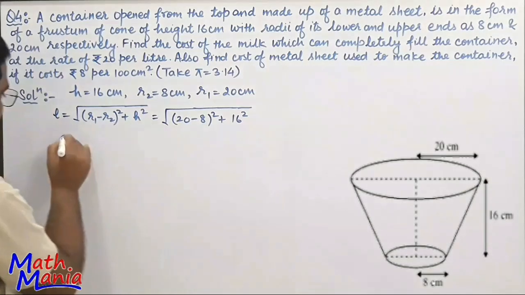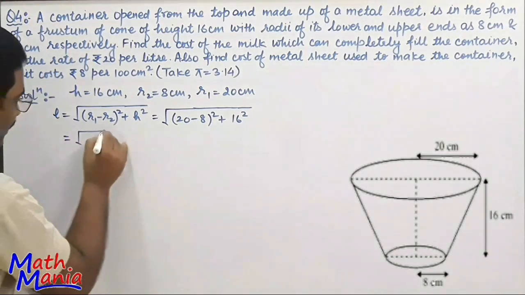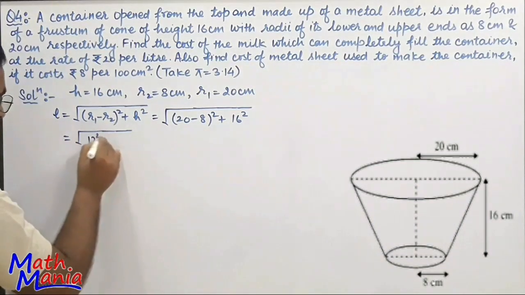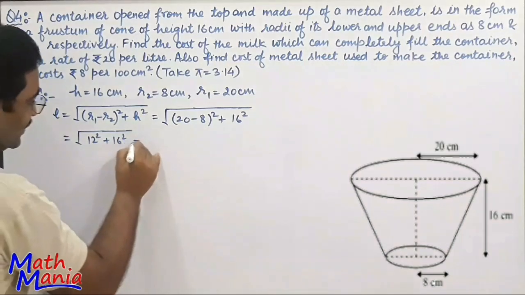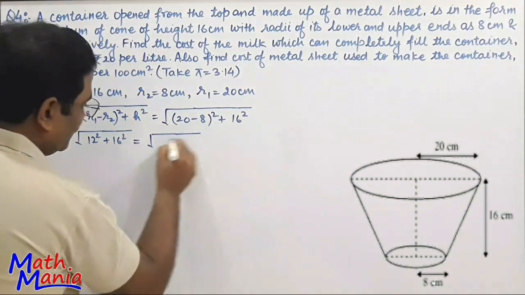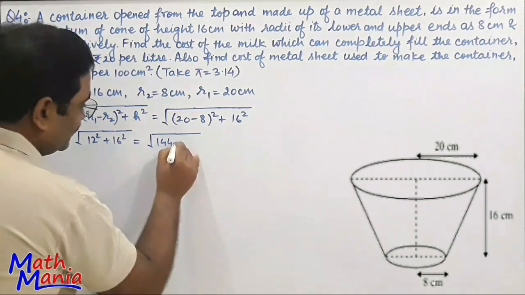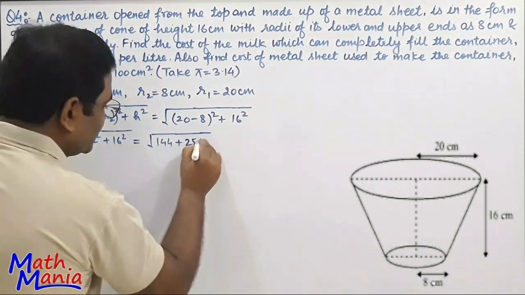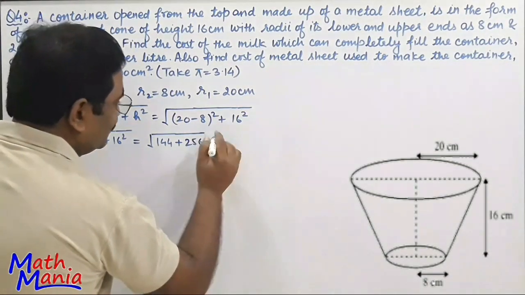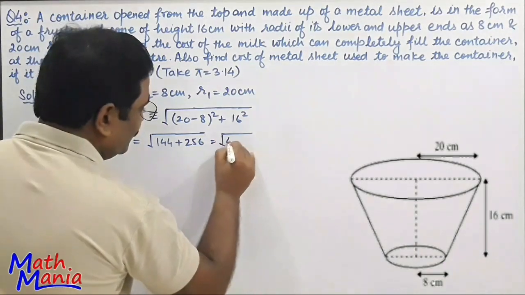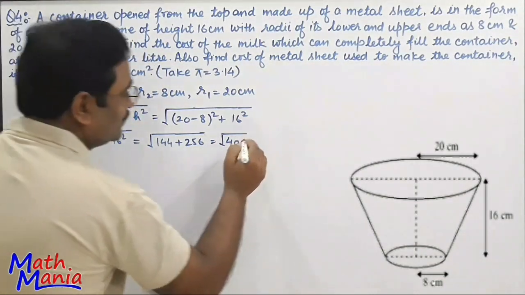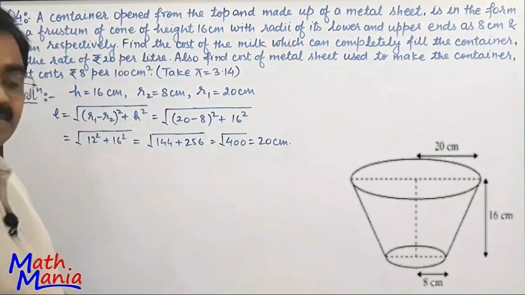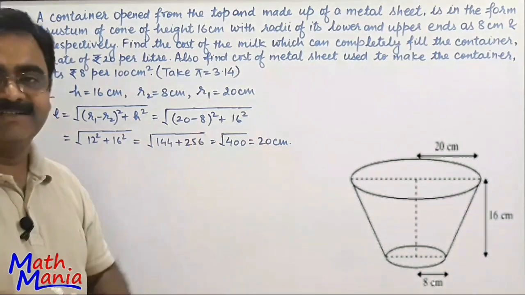which is equal to under root R1 20 minus 8 is 12 square plus 16 square. That is equal to 144 plus 256. So you will get under root 400, that is equal to 20 centimeter. Means its slant height came out to be 20 centimeter.